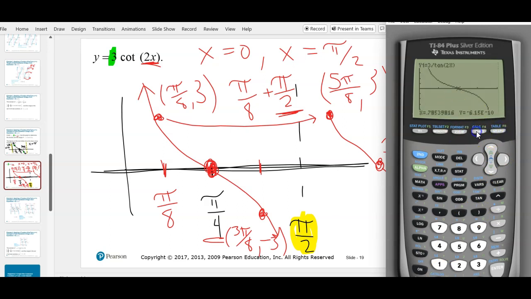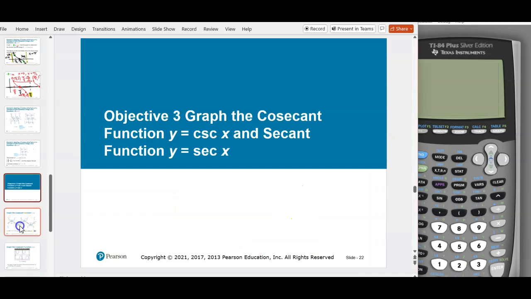All right, trace, just plug in some points. So I can do secant pi over 8 just to show you that we are getting 3 there. All right, and then at 3 pi over 8, 3 secant caret pi divided by 8, I'm getting the -3. So you can just verify that that is what one period of this cotangent function would look like. All right, we're going to turn now to cosecant and secant.